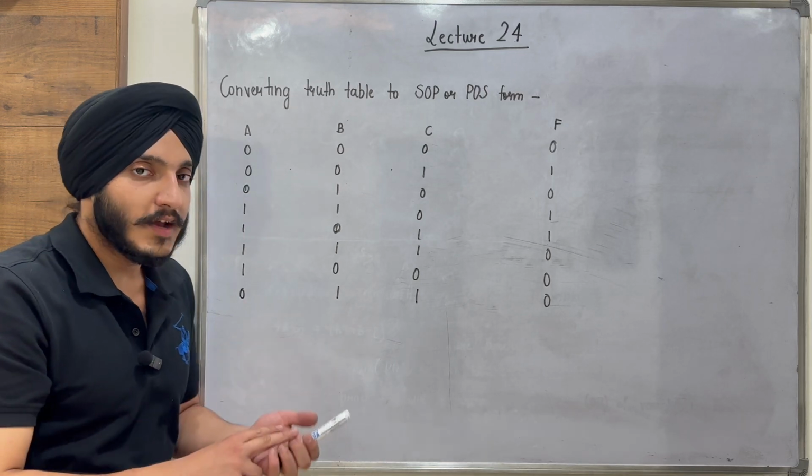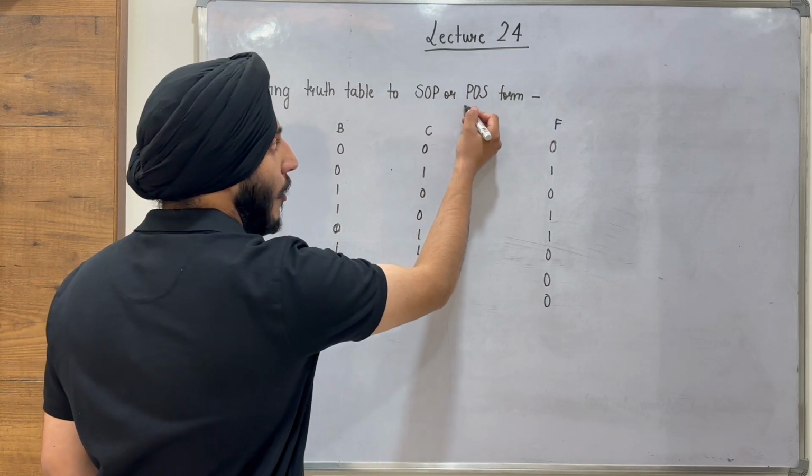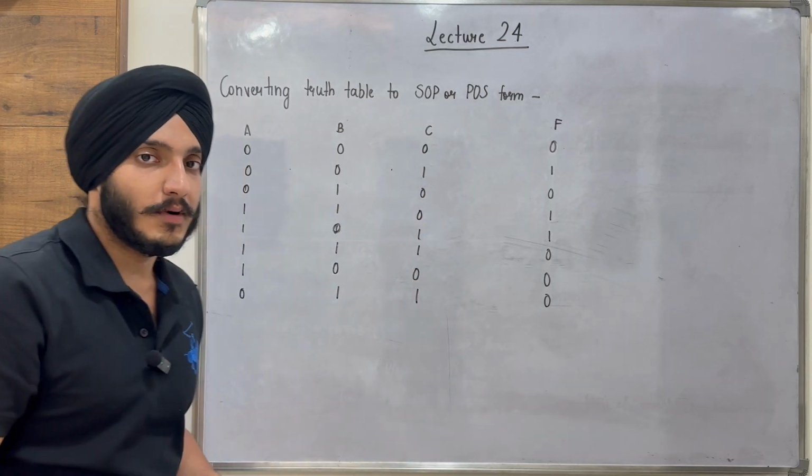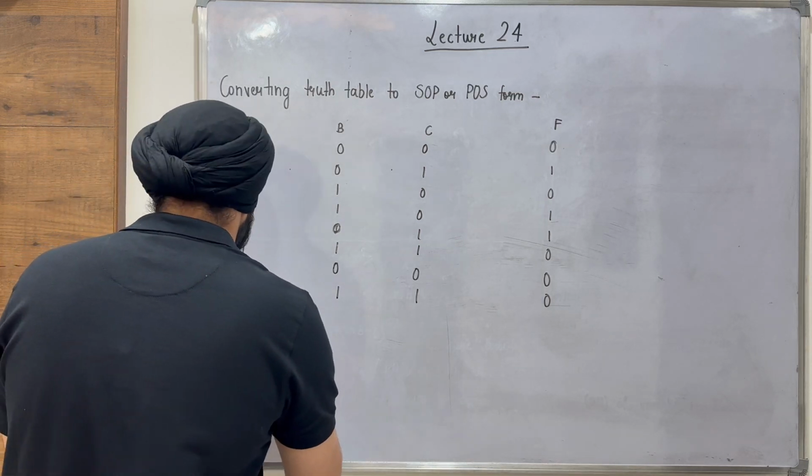Now, there are two ways we can find the equation: it could be the SOP form or it could be the POS form. Okay, so let's try to understand how we figure out the SOP form.